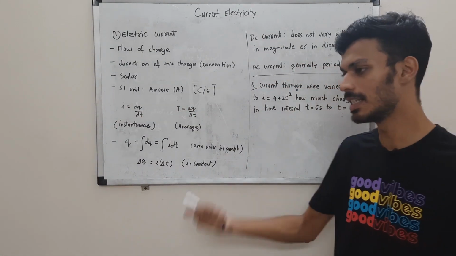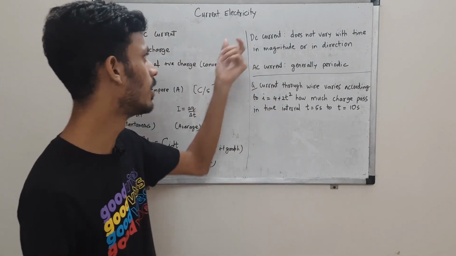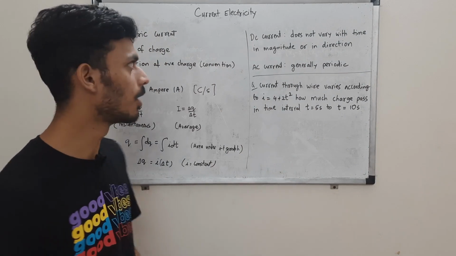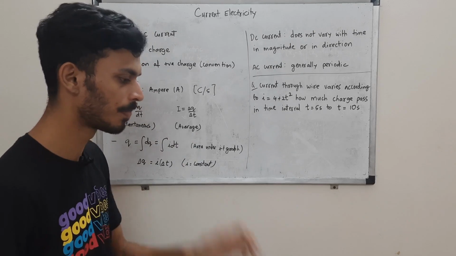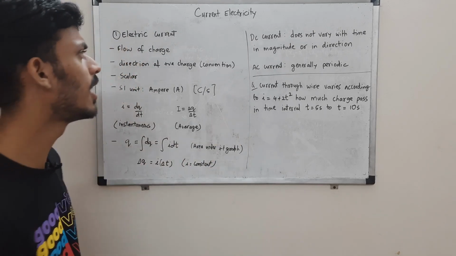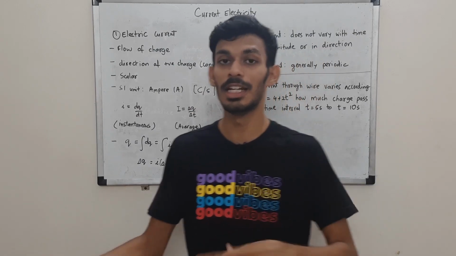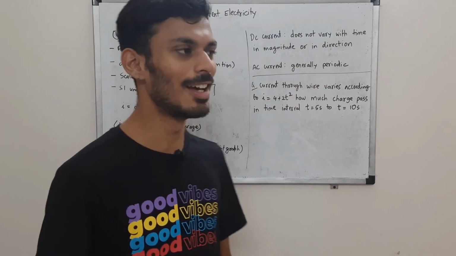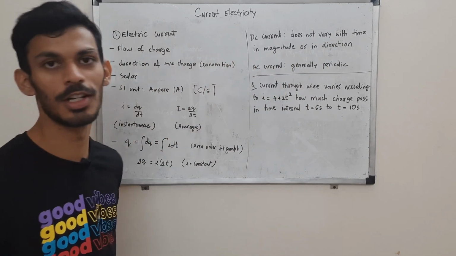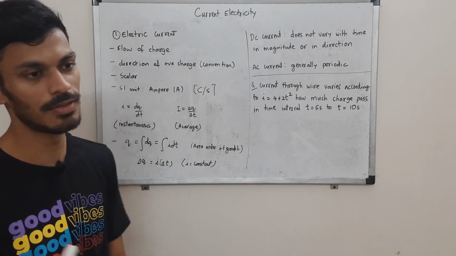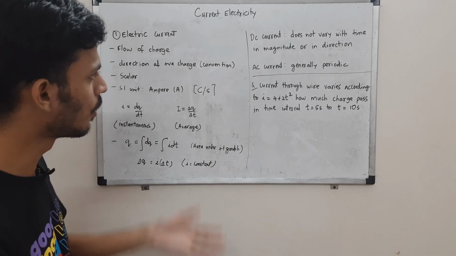Basically, there will be DC current and there will be AC current, alternating and direct. The direct current does not vary in time. It will have a constant magnitude, constant direction. AC current is generally periodic. It does vary in time or maybe in direction, or maybe in both. You'll learn more about this in the upcoming chapters. Currently we are only focusing on DC current, the one which does not vary with time or in direction. So let's come to this problem.